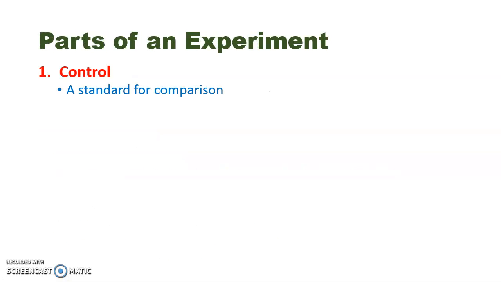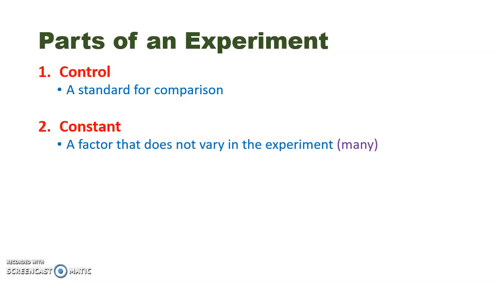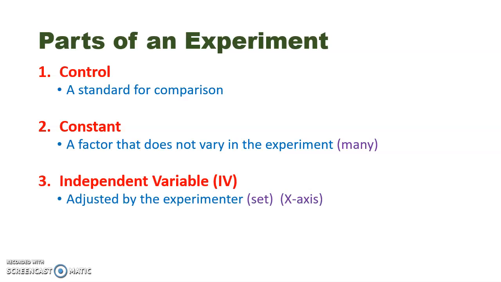Okay, now parts of an experiment. We got 4 parts we're going to talk about. The control. This is a standard for comparison. A constant is a factor that does not vary in the experiment. There's going to be a lot of them. The independent variable is adjusted by the experimenter. So if you set up an experiment, this is the variable that you intentionally change.